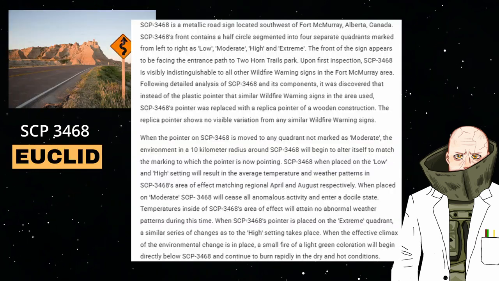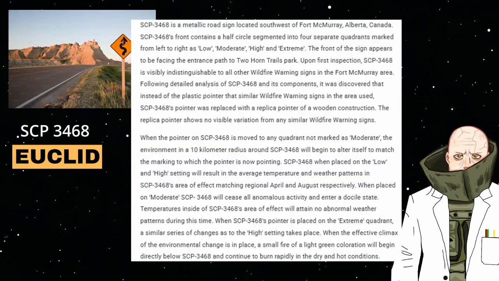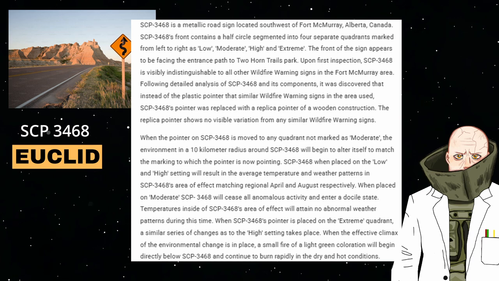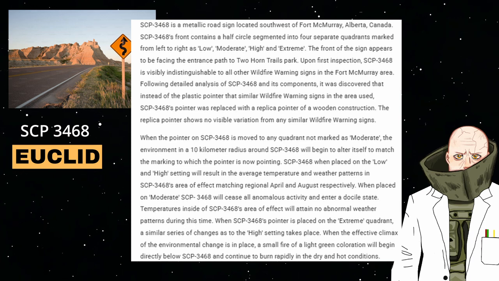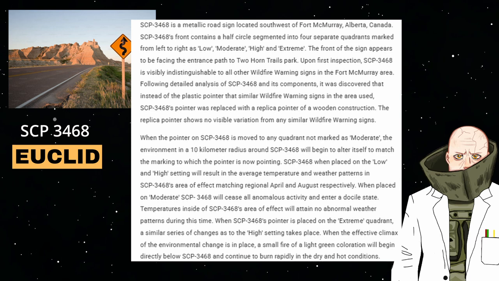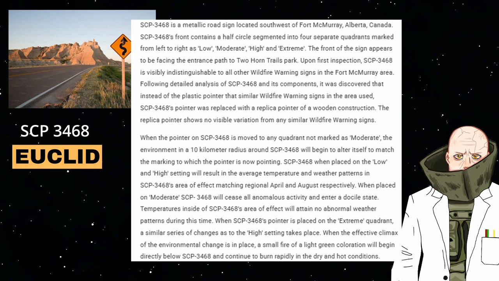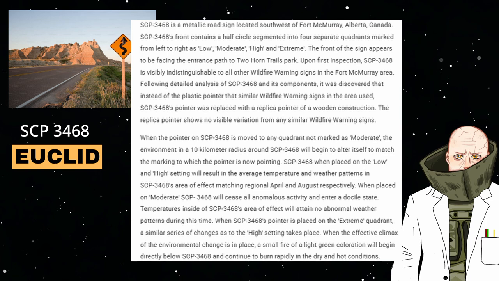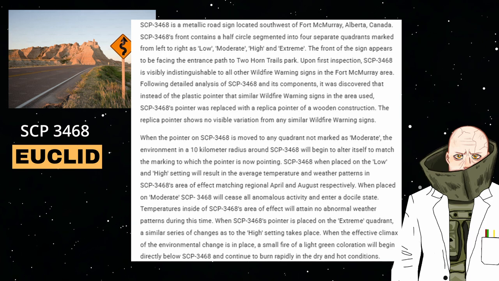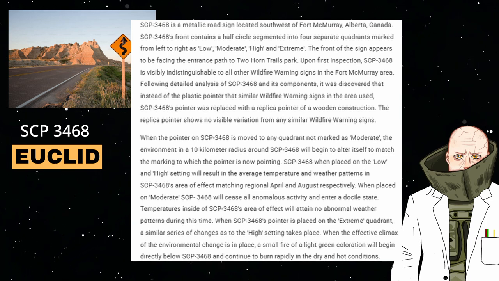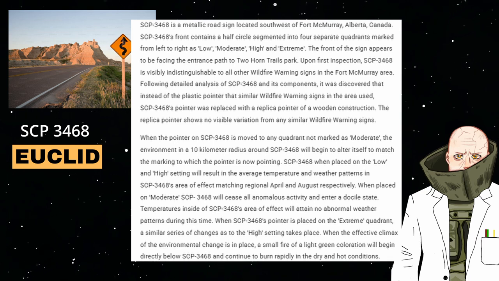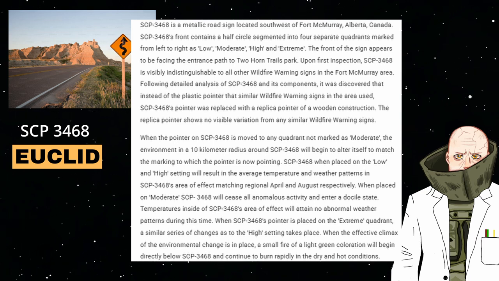SCP-3468 is a metallic road sign located southwest of Fort McMurray, Alberta, Canada. 3468's front contains a half circle segmented into 4 separate quadrants, marked from left to right as low, moderate, high, and extreme. The front of the sign appears to be facing the entrance path to the Two Horn Trails Park. Upon first inspection, 3468 is visibly indistinguishable from other wildlife warning signs in the Fort McMurray area.